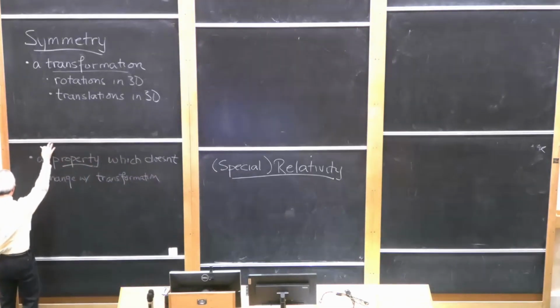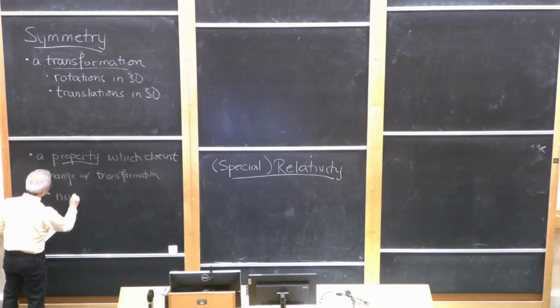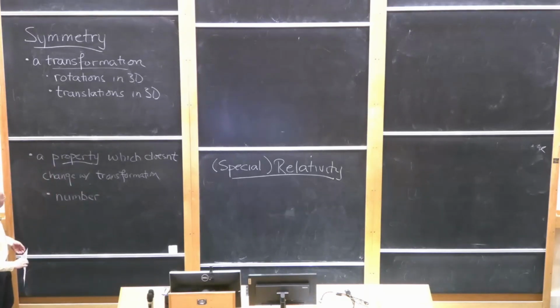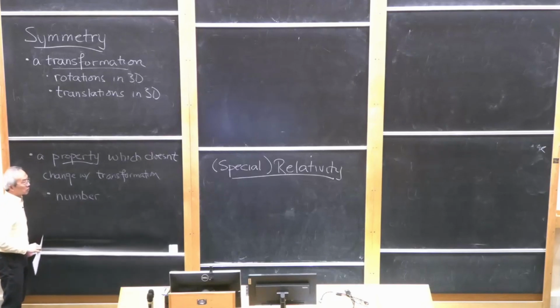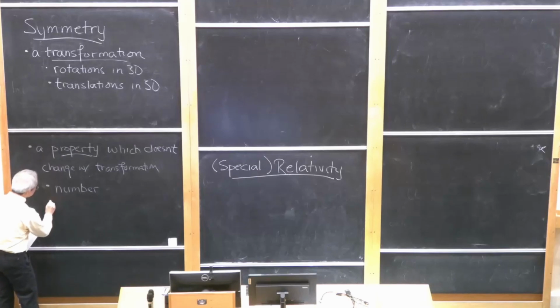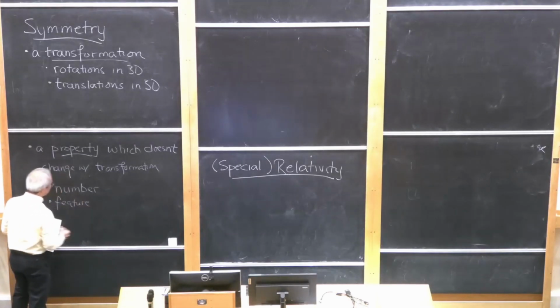Okay, and this could be just some sort of number, right? Something that you calculate before the transformation. You do the transformation, you get the same number back. It could also be just some other sort of feature, right? More generically, I haven't really defined what I mean by a feature.